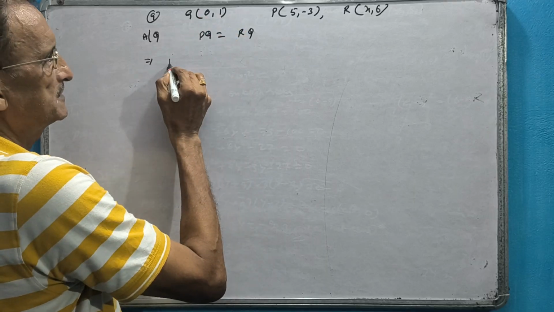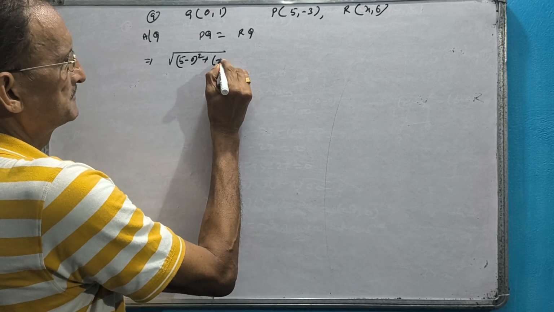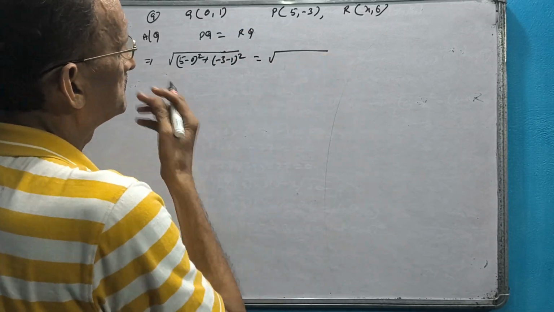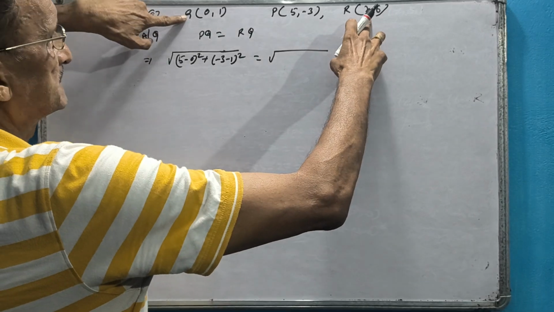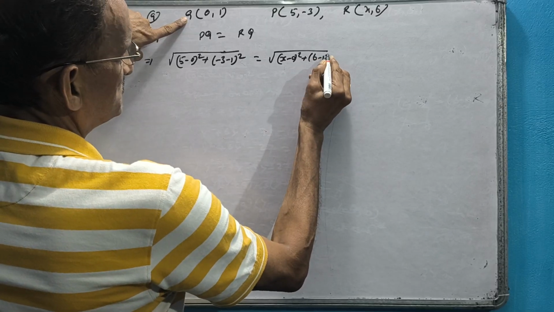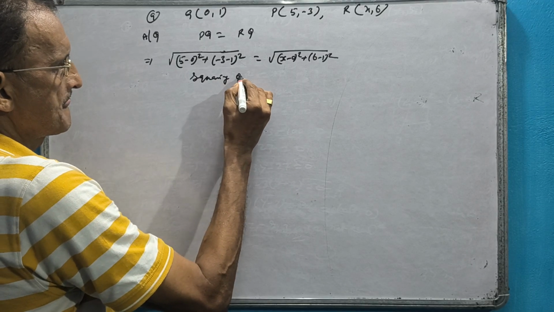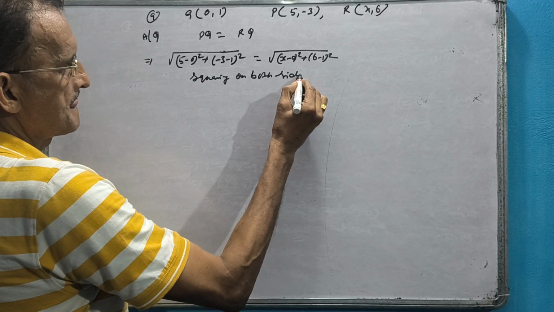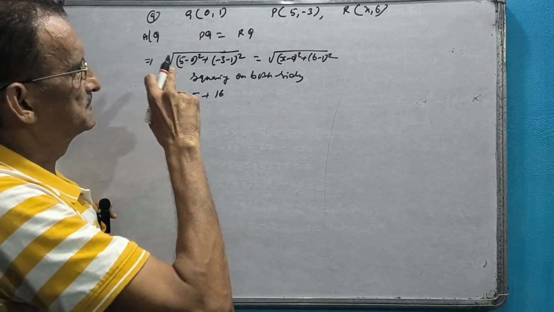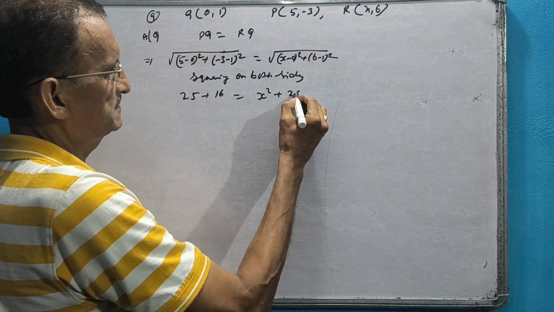So what is PQ? Using the distance formula, PQ is the square root of (5 minus 0) whole square plus (-3 minus 1) whole square, which is equal to RQ, the square root of (x minus 0) whole square plus (6 minus 1) whole square. To remove the square root sign, we square both sides. So how much do we have? 25 plus 16 equals x square plus 25.